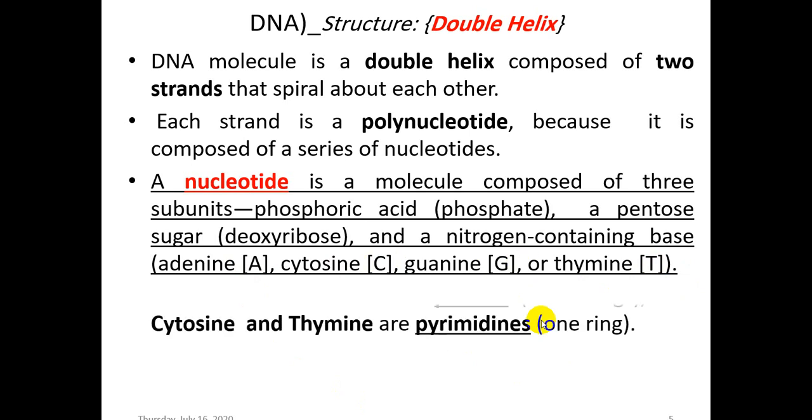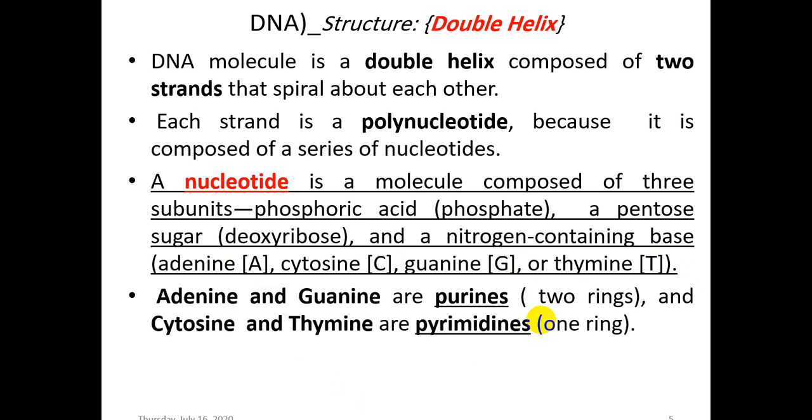Okay. Adenine to guanine, cytosine to thymine. Sorry, what is it? Adenine and guanine are purines. Yeah, that's right. So adenine and guanine are purines, 2 rings, and cytosine and thymine are pyrimidines, 1 ring.